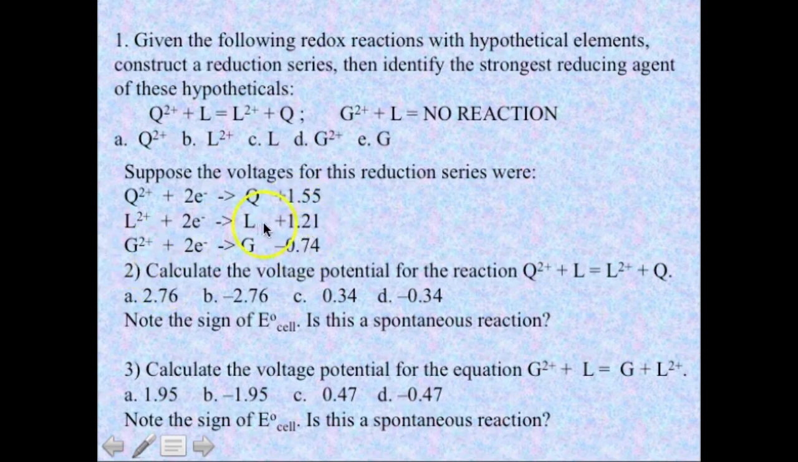Now for G2 plus L, we know this is going to be a non-spontaneous reaction. We have to flip this middle reaction around because L has to be on the reagent side. So that is going to make it a minus 1.21 added together with minus 0.74. So that's going to be a very negative 1.95 and not a spontaneous reaction.